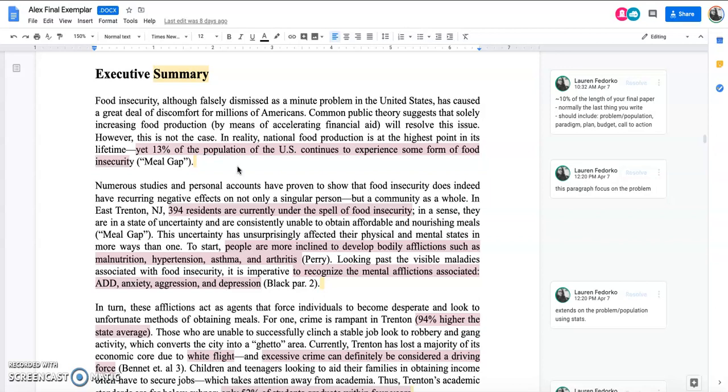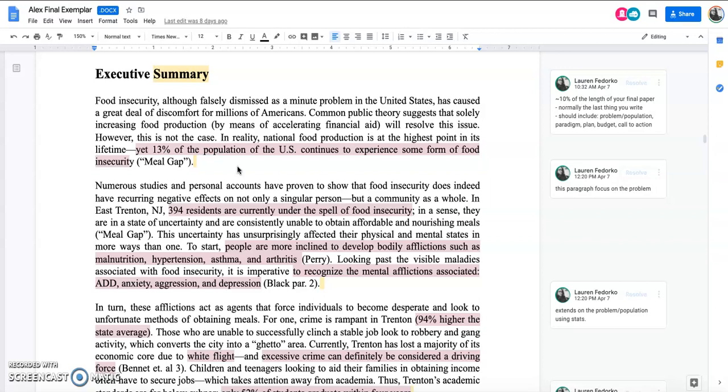The hardest thing that you have to do is figure out what are the most important parts of your proposal that you can mention in your executive summary to make sure that you're getting the point and purpose of your proposal across in a thorough manner, despite it only being 10% of the length of your final paper.